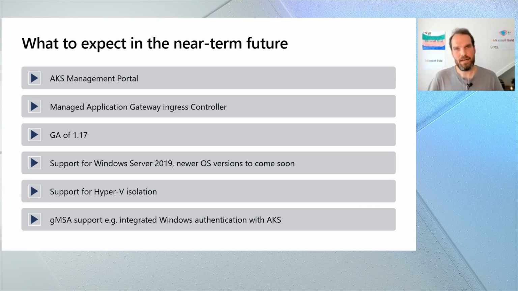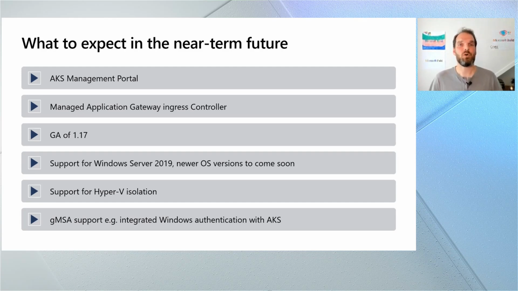We're going to do a managed add-on for the application gateway ingress controller. This is a way where we can easily bridge the native concept of ingress and ingress controlling in Kubernetes with the managed service of application gateway that will give you great features such as web application firewall protection and layer 7 security. We will GA Kubernetes 1.17, and for the Windows side, there are a few updates that will come as well.